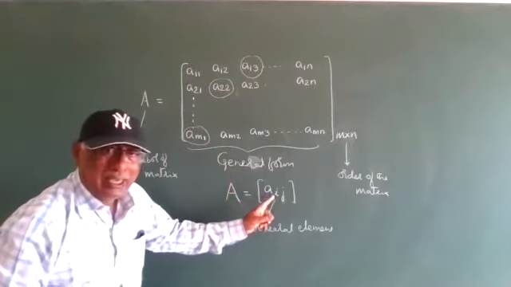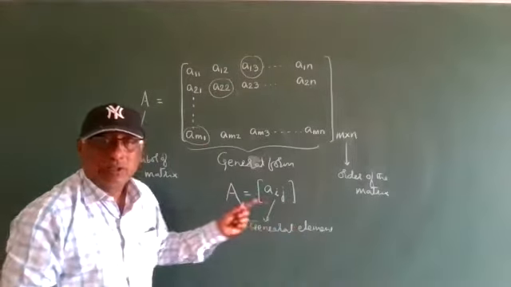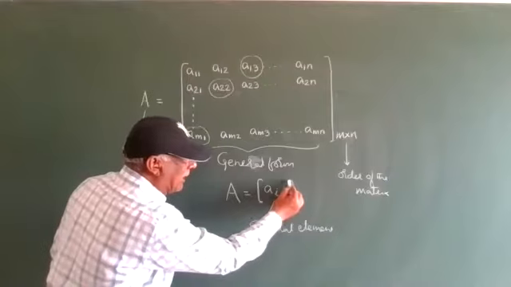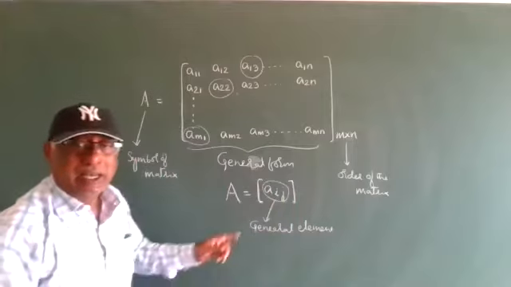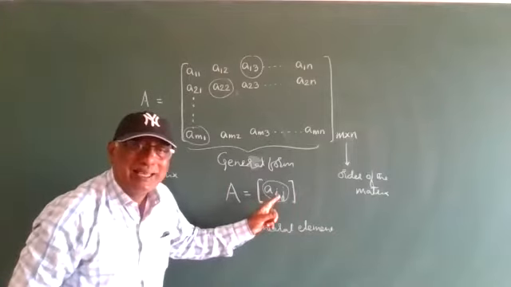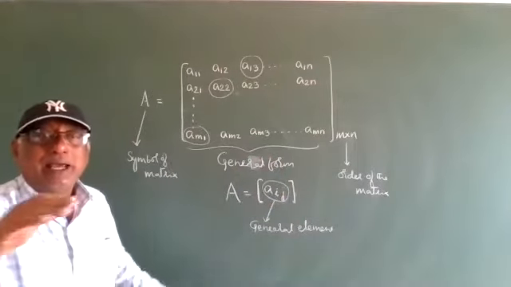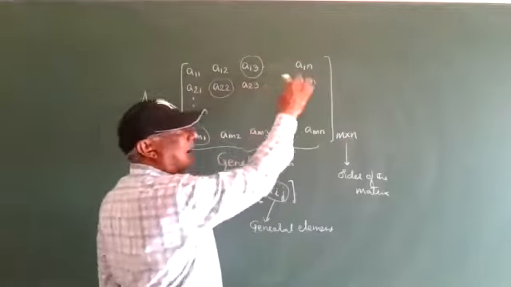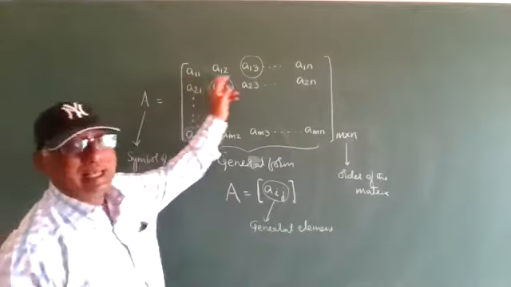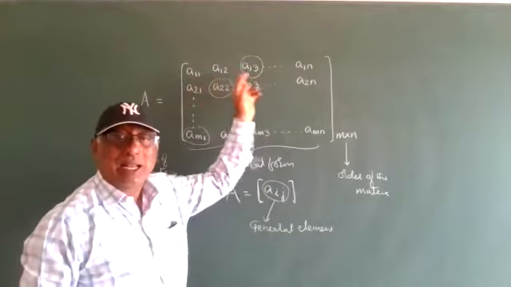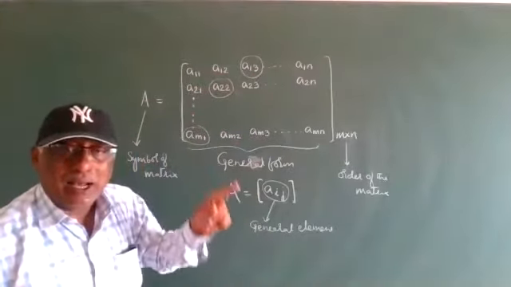In the same way, Aij is called a general element. So this is simply represented in matrix form. This is the general element. The ij indicates this general element lies in the ith row and jth column. The horizontal lines are called rows, and the vertical lines are called columns.